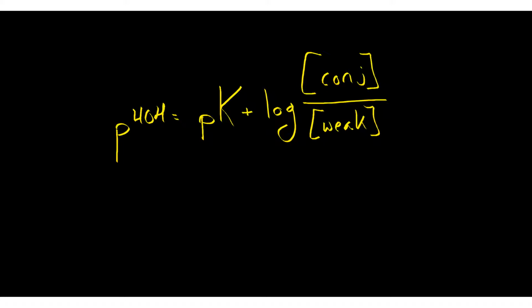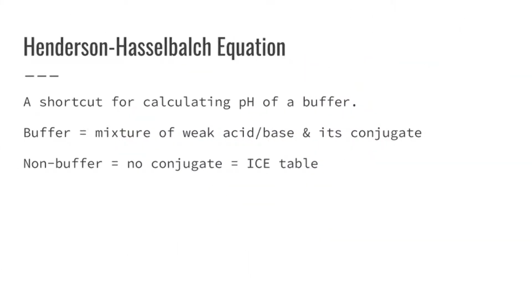Instead of writing up an ice table every single time you deal with a weak acid or base, you just take a look and see, is this a buffer or not? If it's a buffer, then you can use the Henderson-Hasselbalch equation, and that is a fairly quick shortcut, so long as you have the Ka or Kb handy.